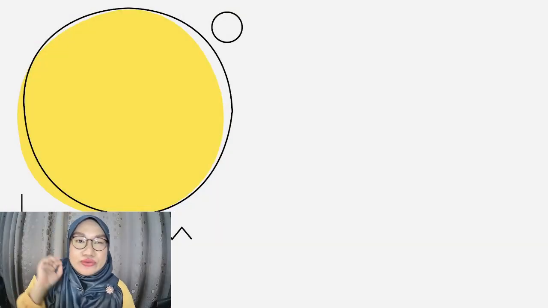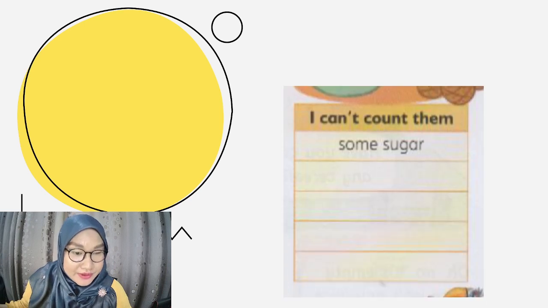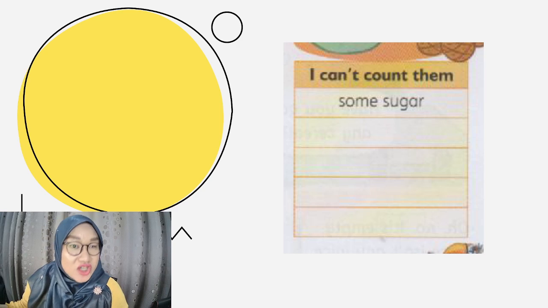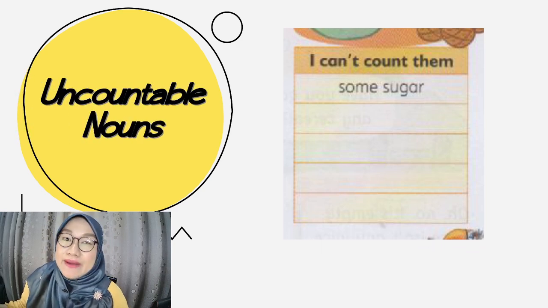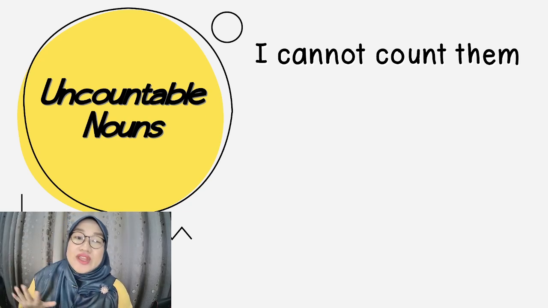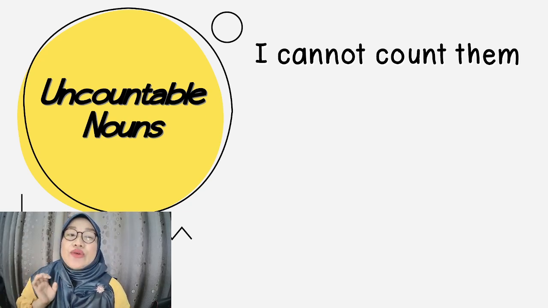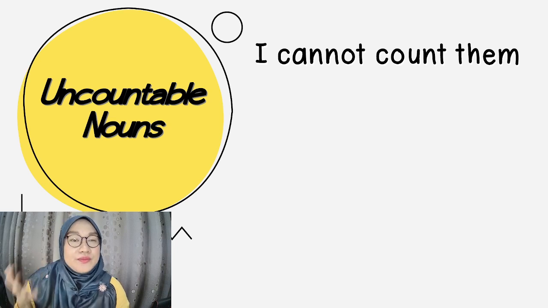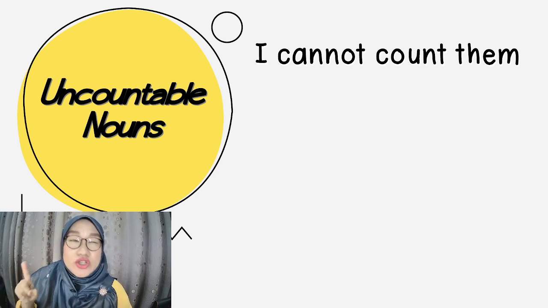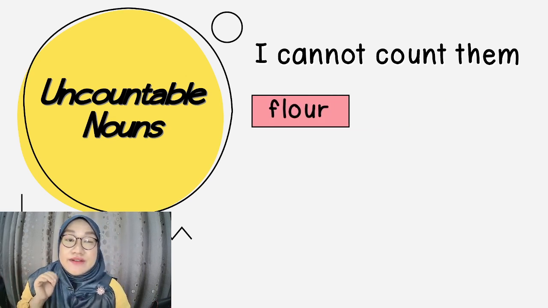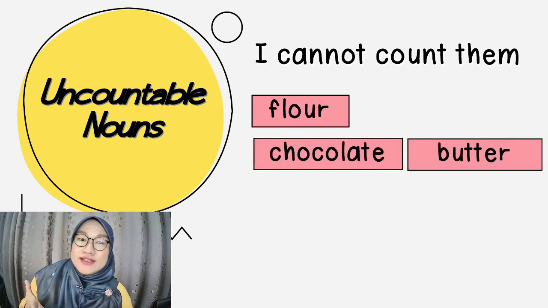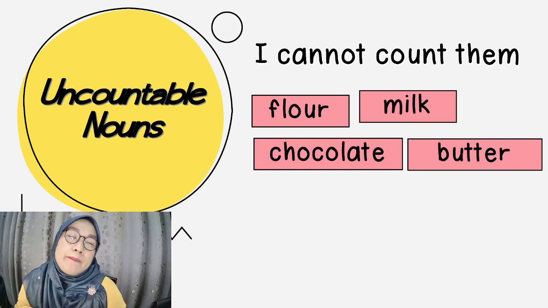Alright, so on your right you can see a table where you need to find all the uncountable nouns from the song lyrics, okay? So let's find them out. I cannot count them. So these are the things from the song that you cannot count. The book has already given the example, the first example, which is sugar. So the next one, chocolate, butter, and the last one is milk.